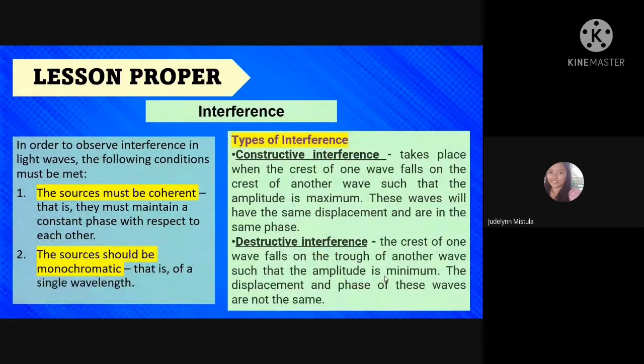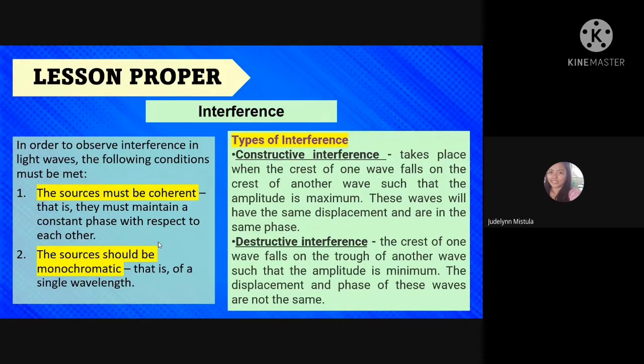In order to observe interference in light waves, the following conditions must be met. First, the sources must be coherent. That is, they must maintain a constant phase with respect to each other. Second, the sources should be monochromatic, that is, of a single wavelength. Now, there are two types of interference. We have constructive and destructive interference.